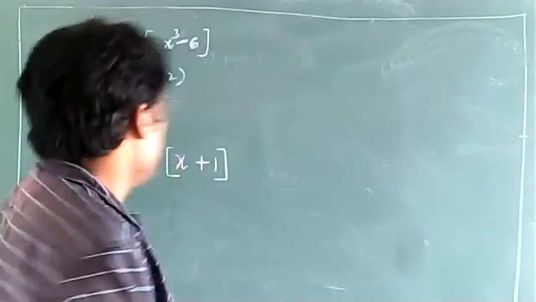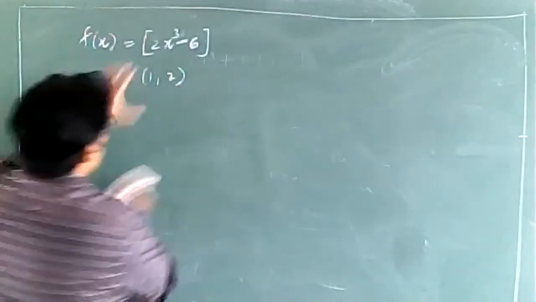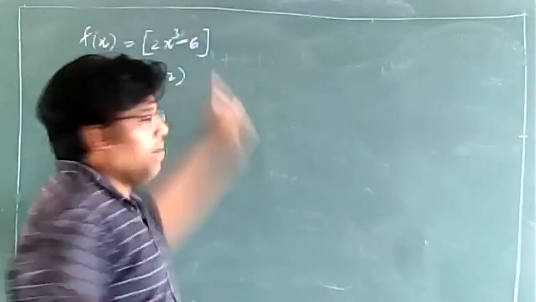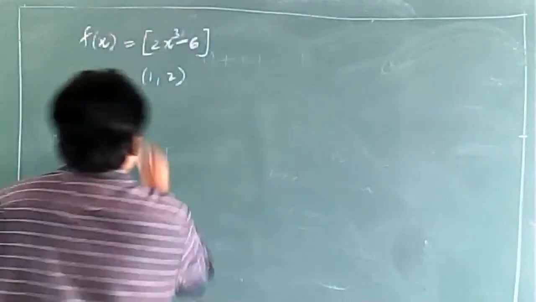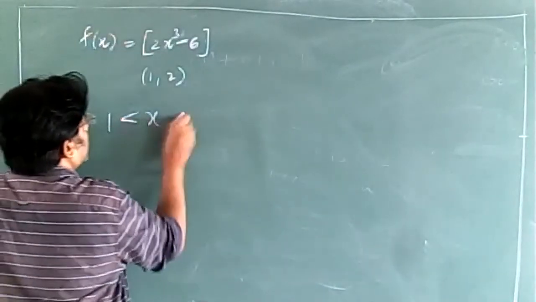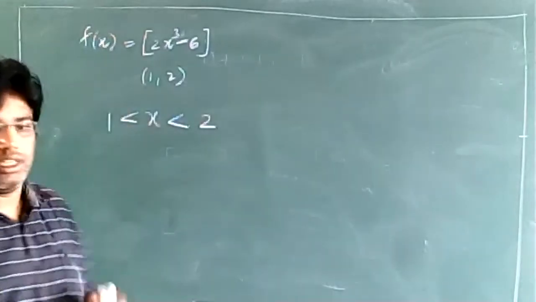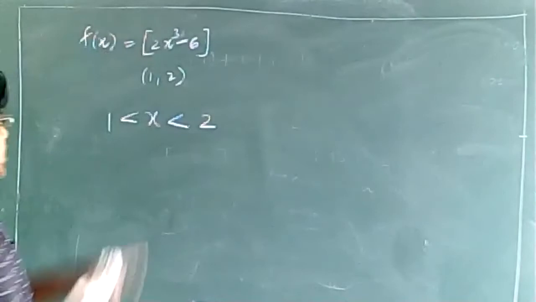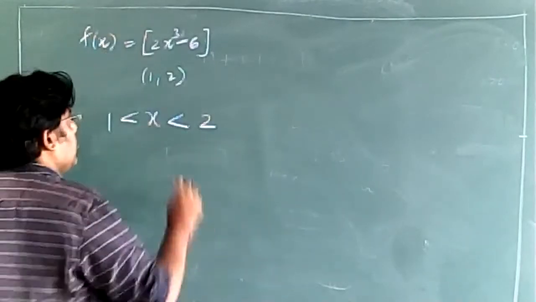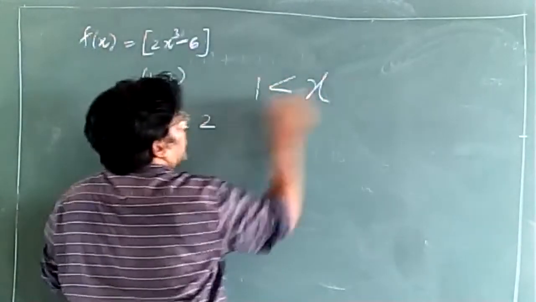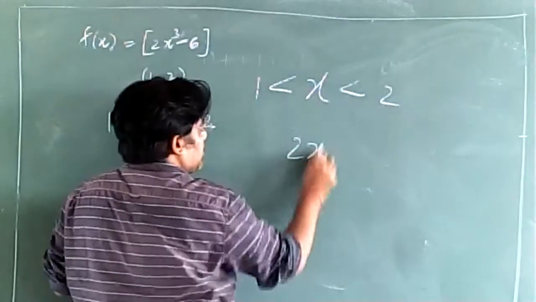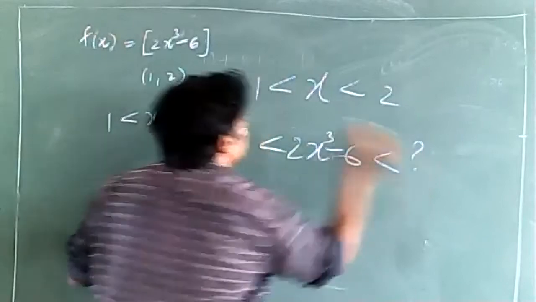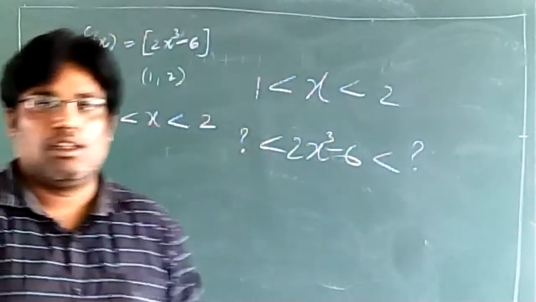So now, when an interval is given, what should we do? The interval given is like this: x lies in between 1 comma 2, open. So first it is given that x lies in between 1 to 2. It is mentioned in the problem. Correct? x is a value lying in between 1 to 2. What I need is, when x lies in between 1 and 2, where does this 2x cube minus 6 lie in between? That is the question. Correct?